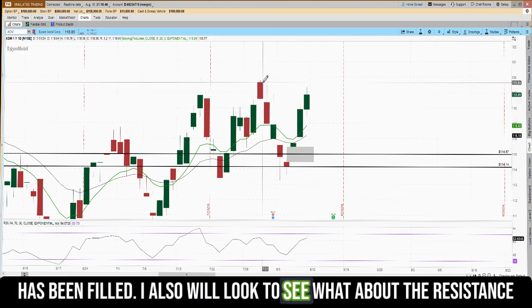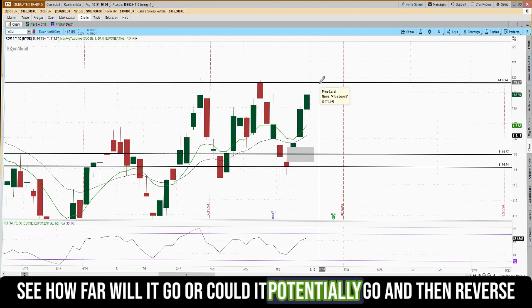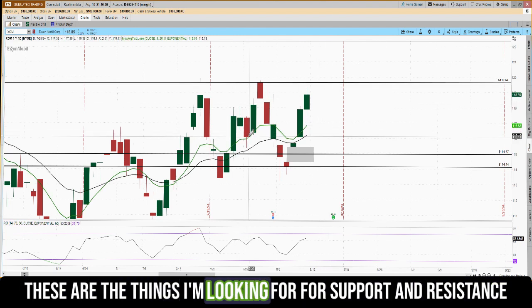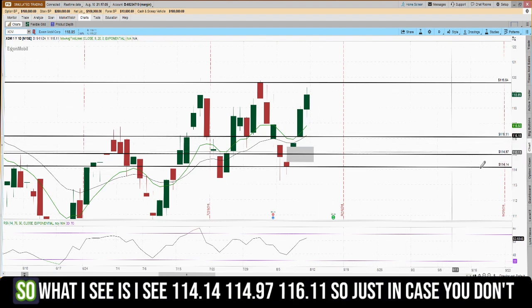I also will look to see what about the resistance that we have. So we see, if it's bullish, how far will it go, or could it potentially go and then reverse. These are the things I'm looking for, support and resistance, because I'm trying to determine what would be good strike prices. So what I see is 114.14, 114.97, 116.11.